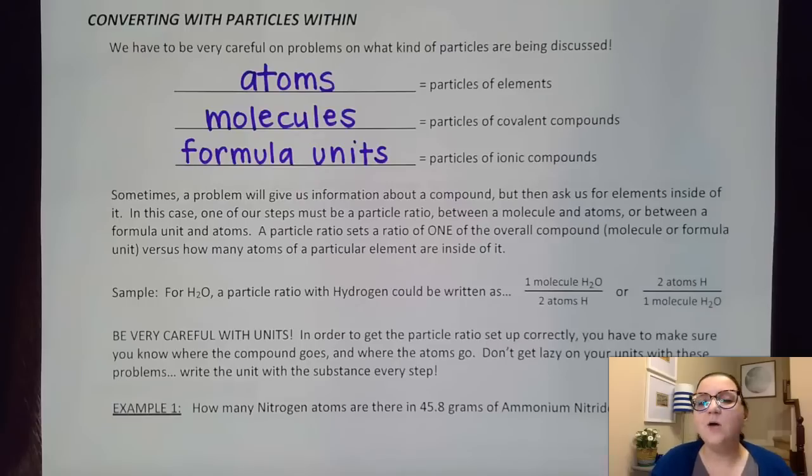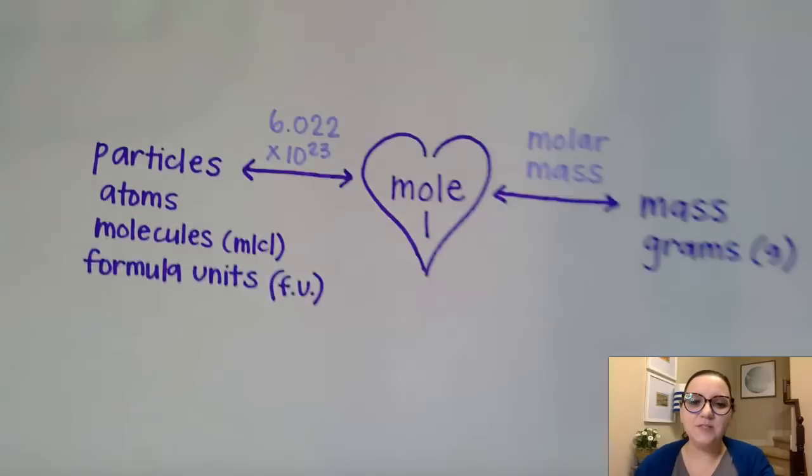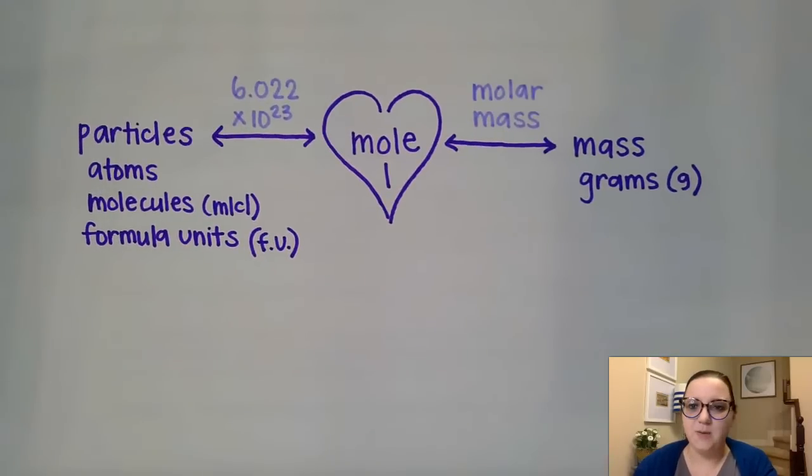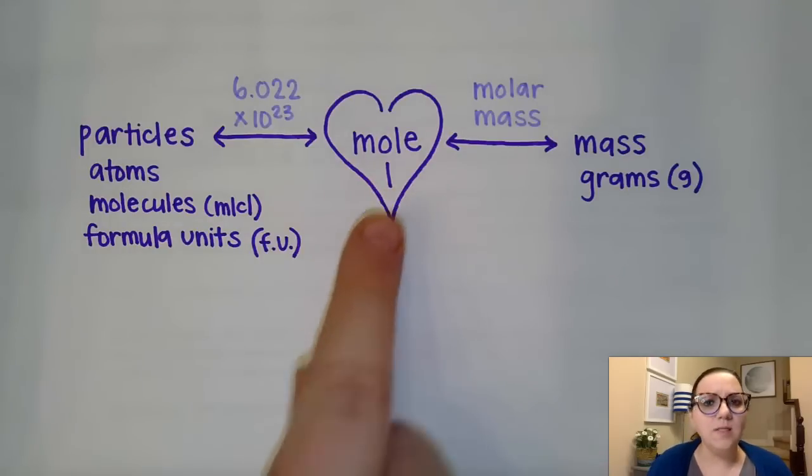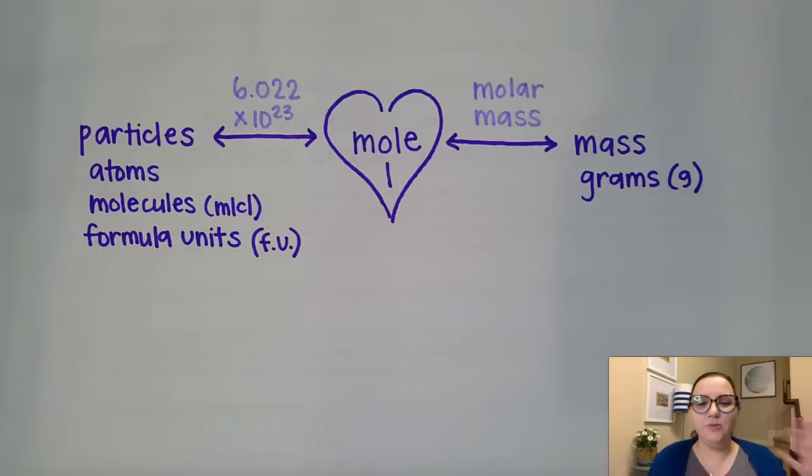Now, before we do a calculation, I actually want to backtrack for just a minute and review something that we've talked about before, and that is our calculation heart chart. So if you have an extra sheet of paper lying around, or if you want to use the back side of your notes, I want to review this because we're going to add a little bit to it today. So hopefully this looks familiar. We have our mole in the middle, and the joke is that the mole is the heart of chemistry, so I think of that as being in the middle and the most important thing.